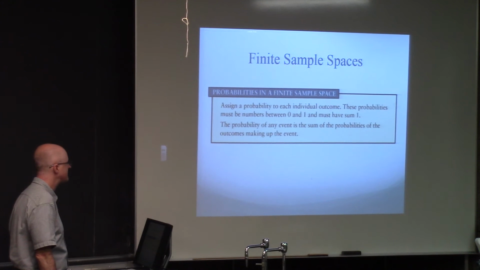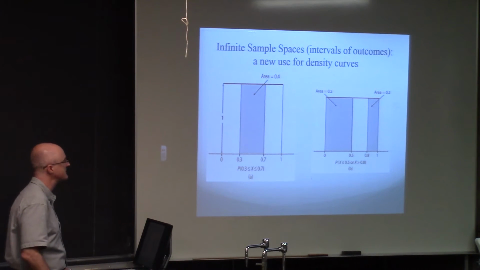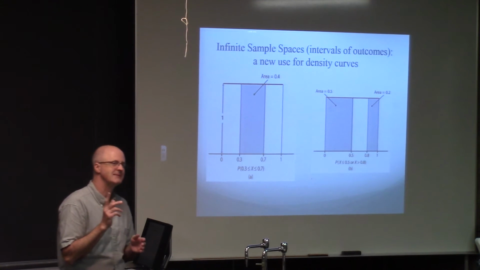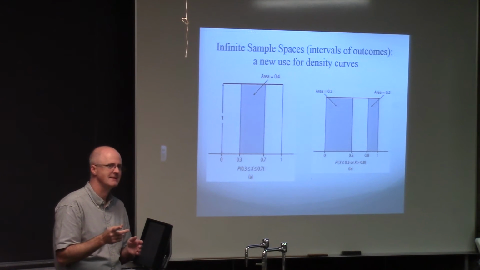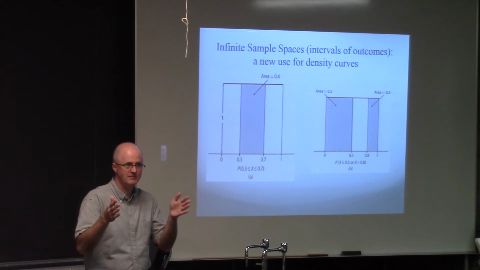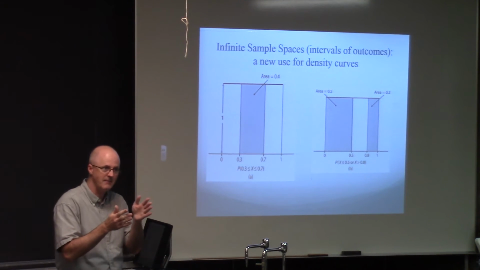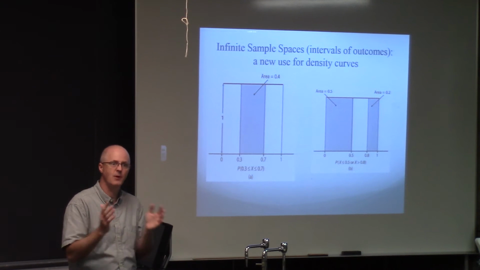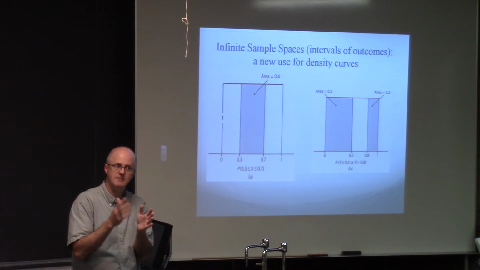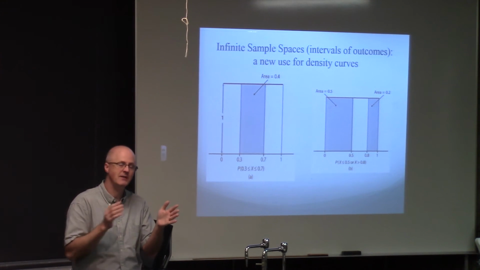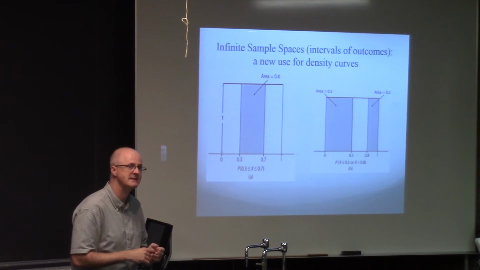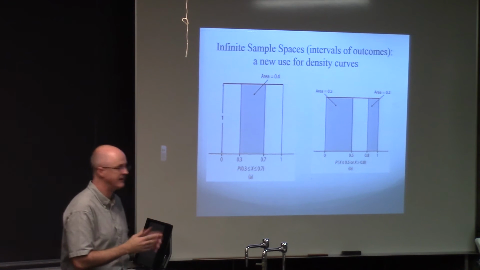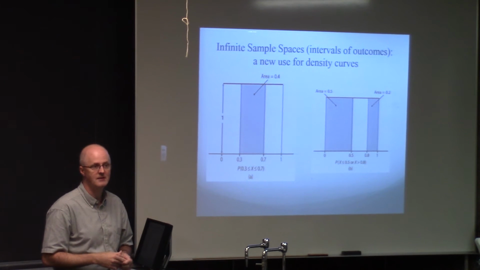We talked about finite sample spaces already. What about infinite sample spaces? We can use density curves. Actually, it's more than infinite sample spaces. It's really a continuum of values, like a measurement of a height or a weight or an amount of time. Those are all numbers that can be measured on a continuum because you can have an arbitrary amount of accuracy, essentially. So it's best to use density curves to find probabilities there.